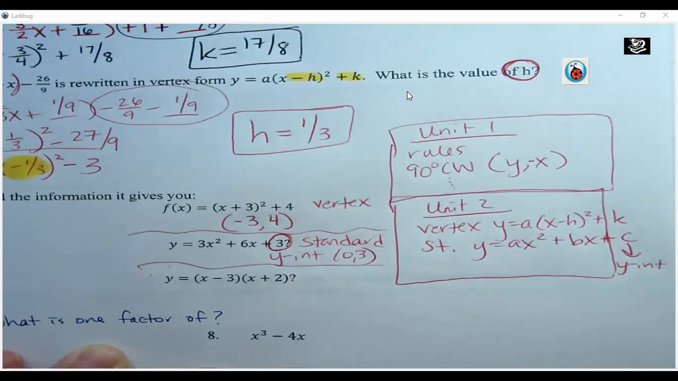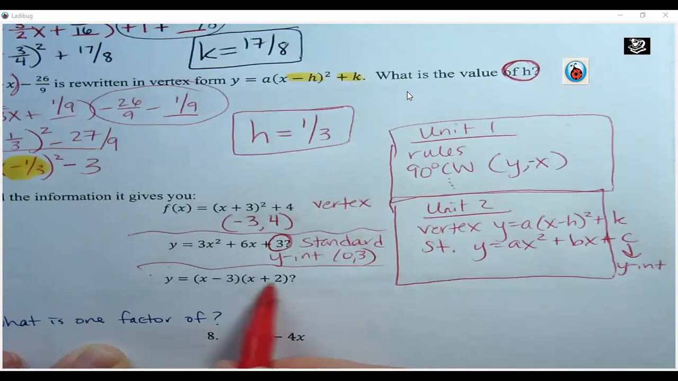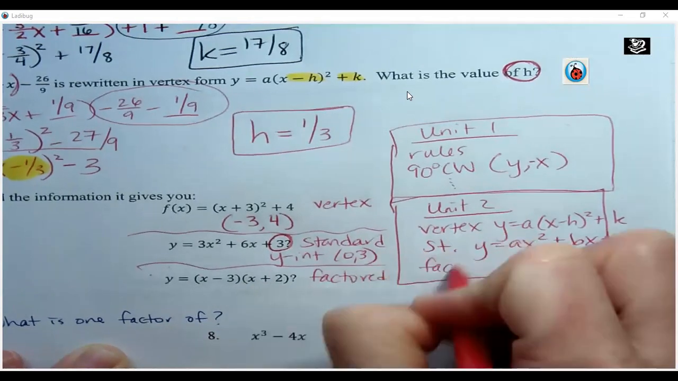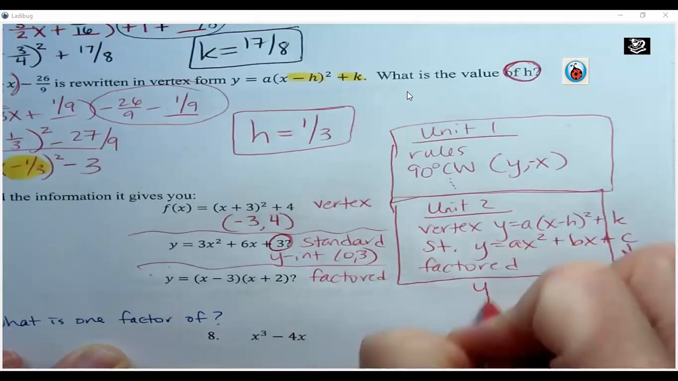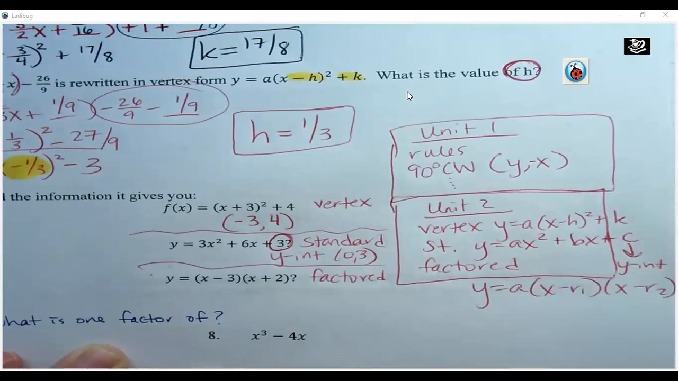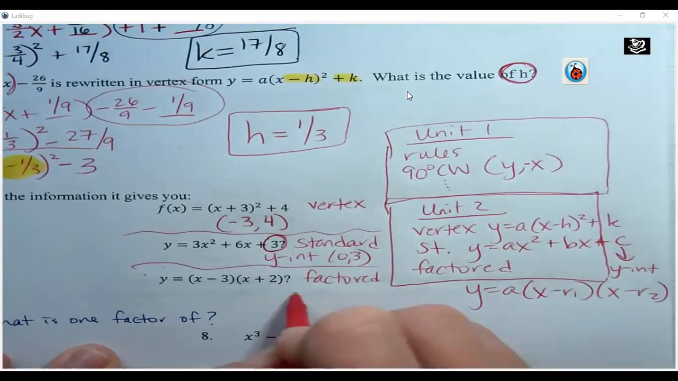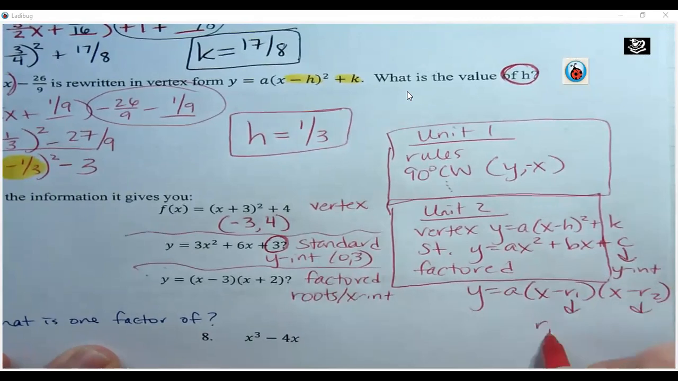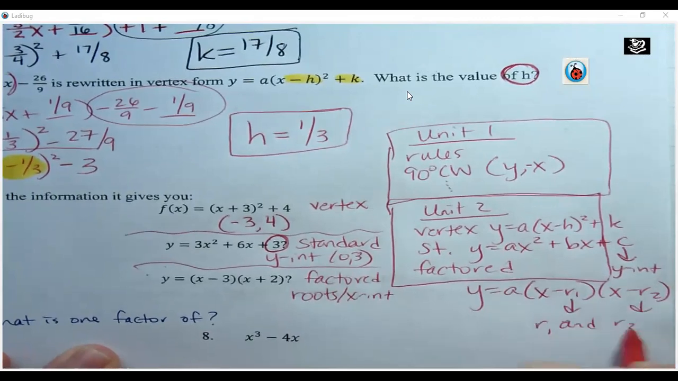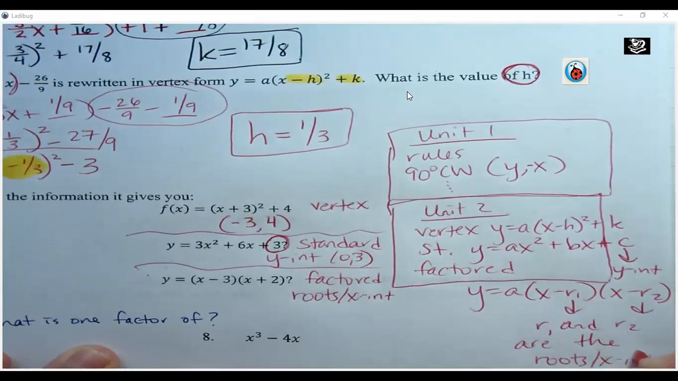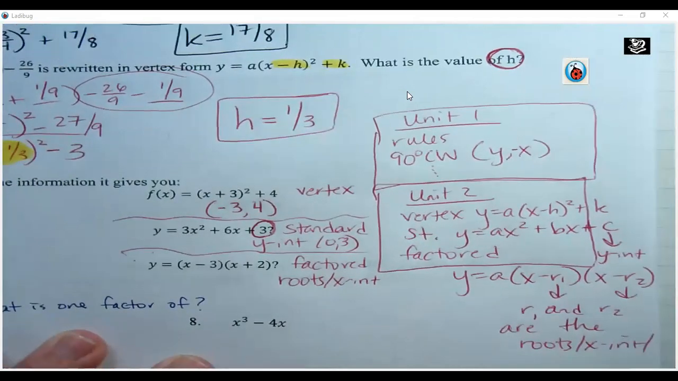Okay. Lastly, what do we call this form? Factored form. And the formula for factored form is y equals a(x minus r1)(x minus r2). What does factored form give you? X-intercepts. The roots, which is the x-intercept. So the r1 and r2 are the roots or the x-intercepts. What's another word for those? Solutions.